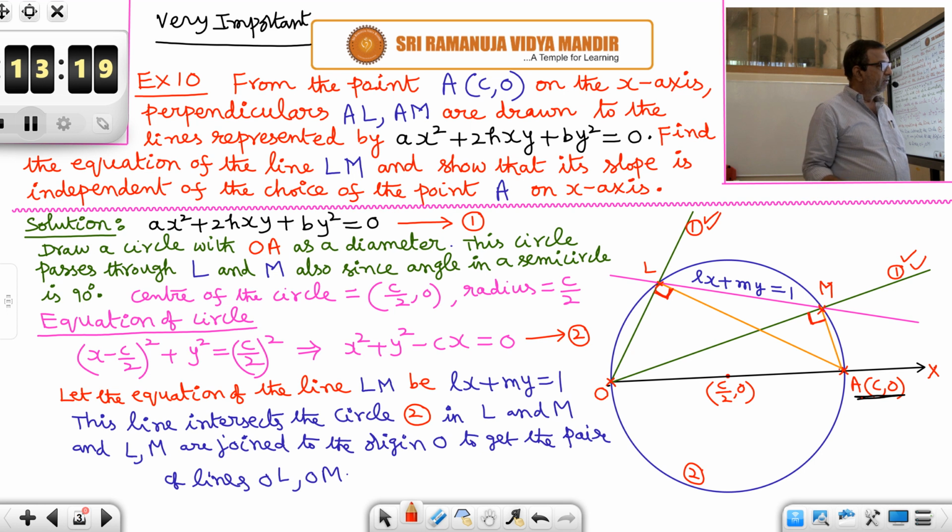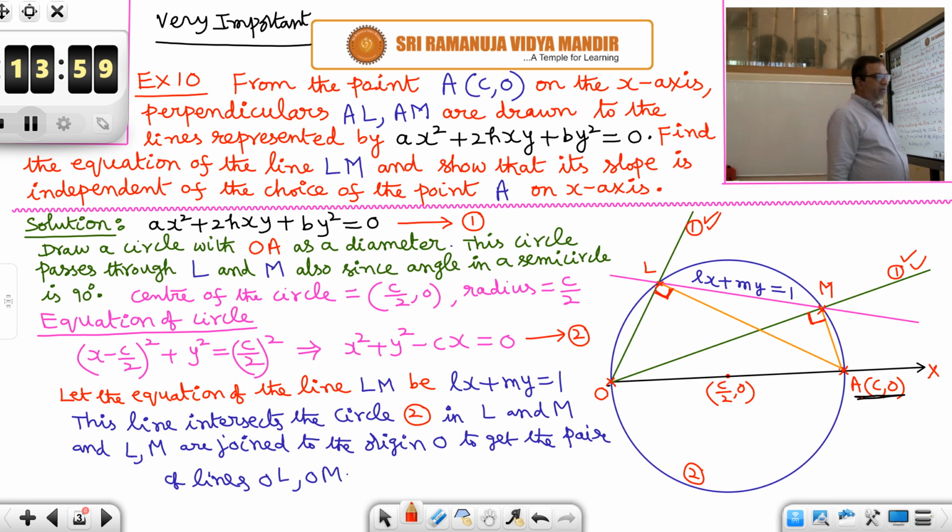more difficult. So instead of this direct method, we are using an indirect method using the concept of homogenization. So what I do is, I draw a circle with OA as diameter now. The pair of lines represented by 1 is there. From point A on the x-axis we have dropped perpendiculars AL, AM, so that figure is there already. Now we are drawing a circle with OA as diameter.